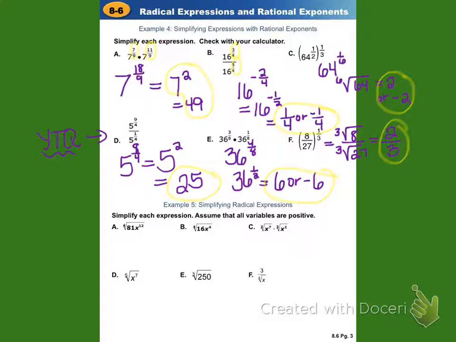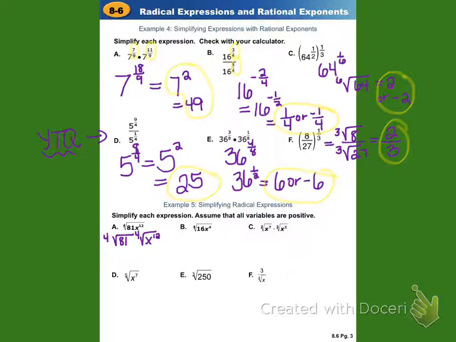Example 5 asks us to simplify some radical expressions. You may remember that when you have a radical and you can split the radicand up into factors, then you can separate them off and give them their own radical. What I mean by that is, if under the radical I have 81 and x to the 12th, that's a product, so I could separate these off from each other and give them their own radical sign. So if I wanted to simplify the 4th root of 81x to the 12th, I could just look at these separate pieces for my answer.